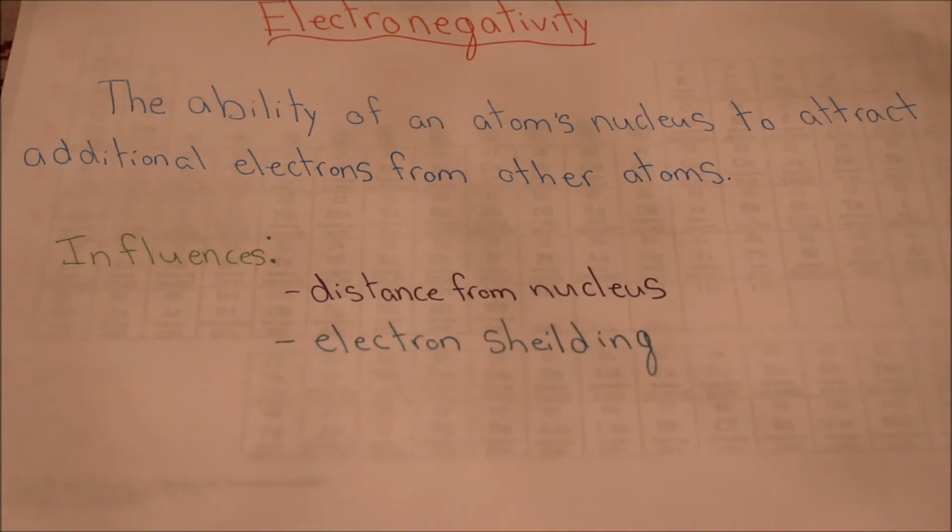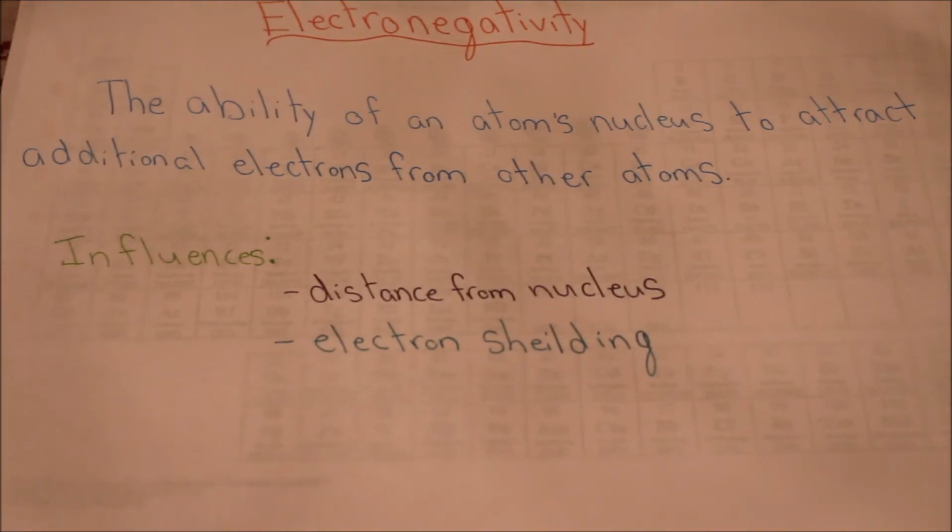So the last topic I'm going to cover in this video is electronegativity, and that's the ability of an atom's nucleus to attract additional electrons from other atoms. So it's kind of like ionization energy, but instead of wanting to pull your own electrons closer, it's going to want to pull other electrons into its orbit. And the factors for that are going to be distance from nucleus and electron shielding.